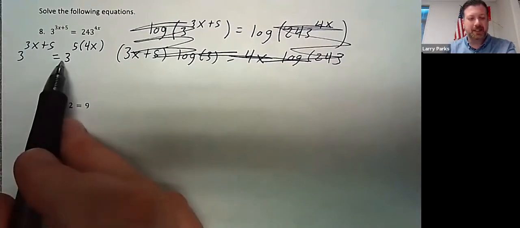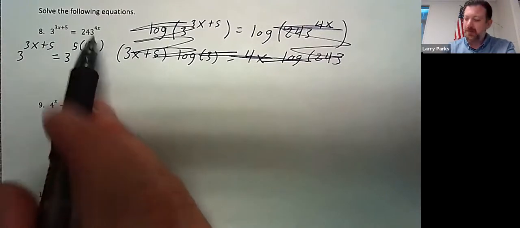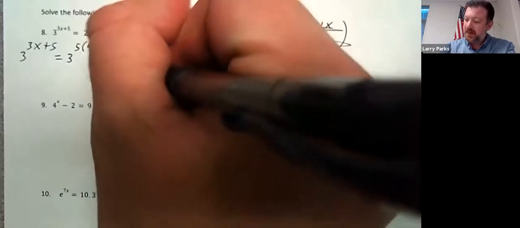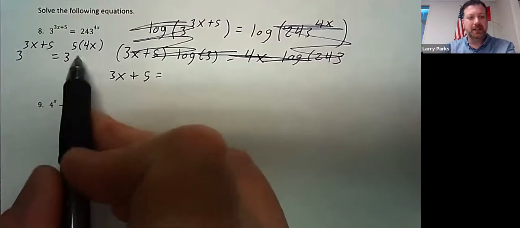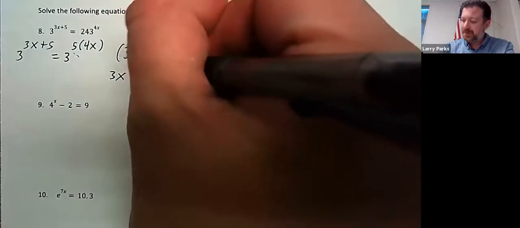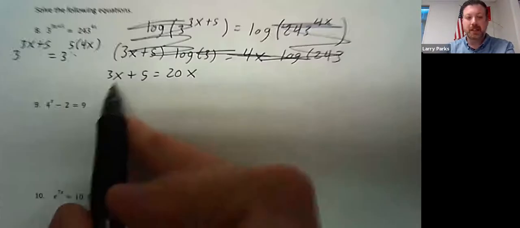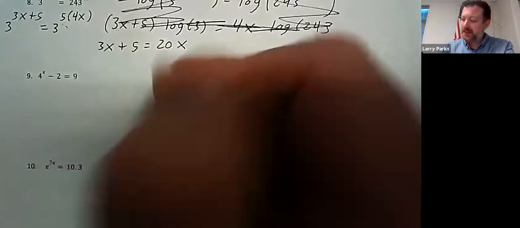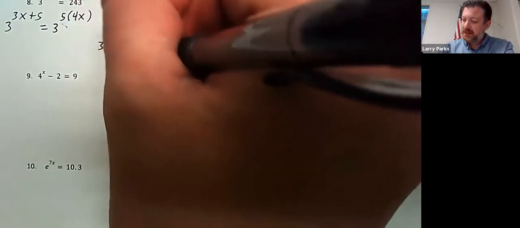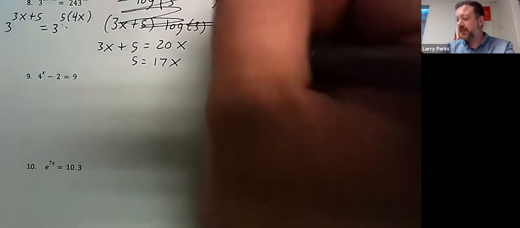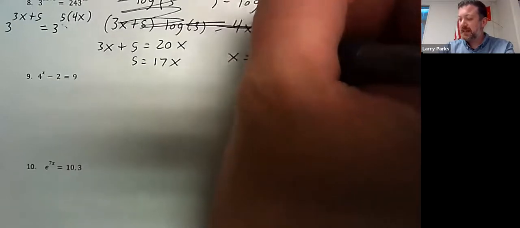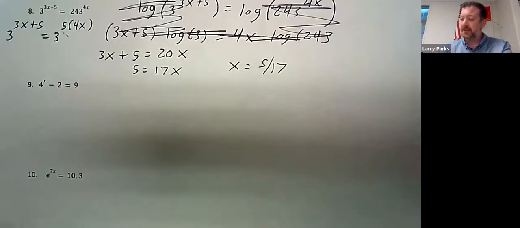Now that the bases are the same, the exponents are the same. So I say 3x plus 5 equals, and then this would be 20x. Subtract 3x from both sides. Divide by 17, and I get x is 5/17. Why was it so hard to find?